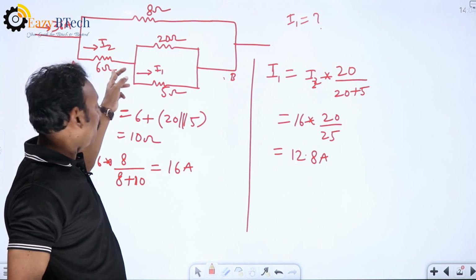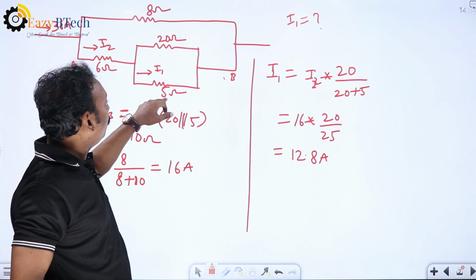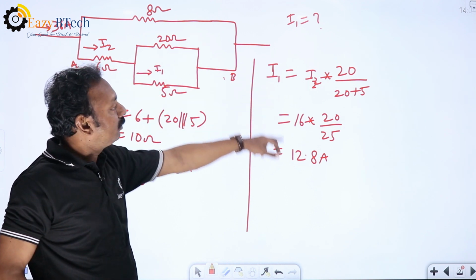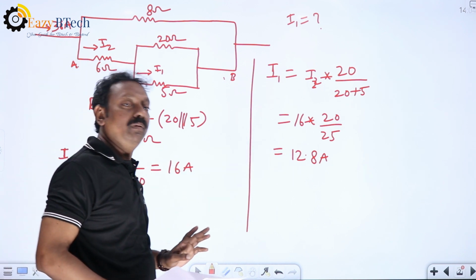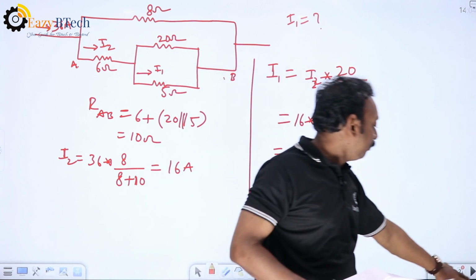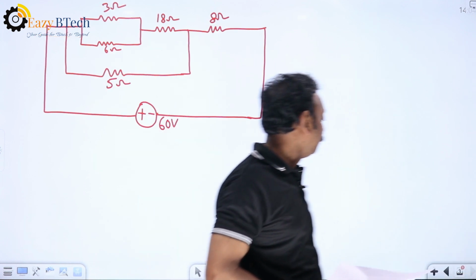Here the total current is I2 and for 5 ohms the opposite is 20 ohms. Substitute the values, you will get I1. That's a very simple problem. We will take one more problem using the current division rule.